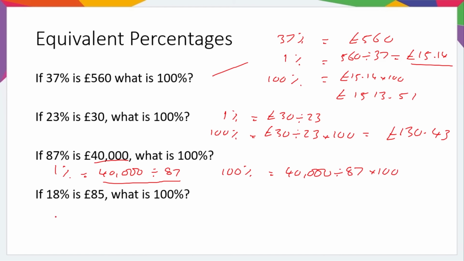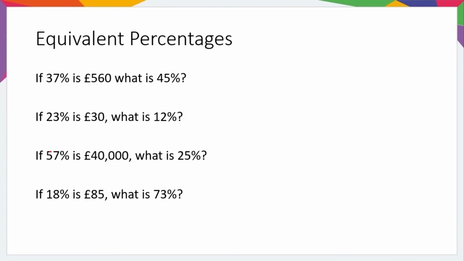If 18% is £85, then 1% is going to be 85 divided by 18. So 100% is going to be this amount here times by 100. So 85 divided by 18 multiplied by 100. All we're doing is, we can't go from 18 to 100, we can't go from 87 to 100 or 23 to 100 directly, but we can work it out if we work out what 1% is first.